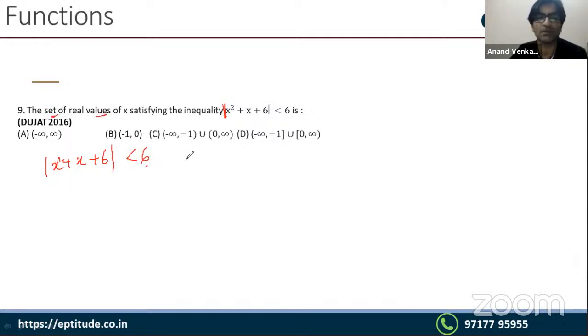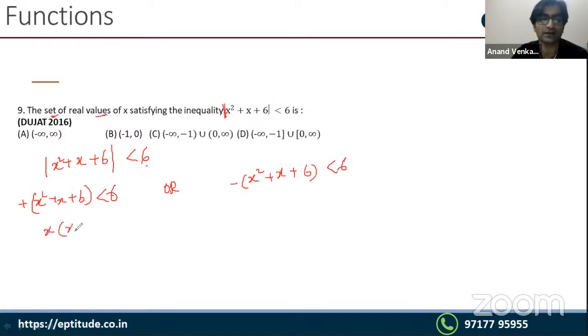है ना? तो जब भी मॉड्यूलस आता है तो आपको क्या करना चाहिए? पॉजिटिव कर लेना चाहिए. x square plus x plus 6 less than 6, या नेगेटिव कर लेना चाहिए. कंसीडर minus of x square plus x plus 6 is less than 6. So what does this give me? तो यहाँ 6 और 6 तो कैंसिल आउट हो जाएगा. x square plus x is less than 0 आ जाएगा, which means x into x plus 1 is less than 0.